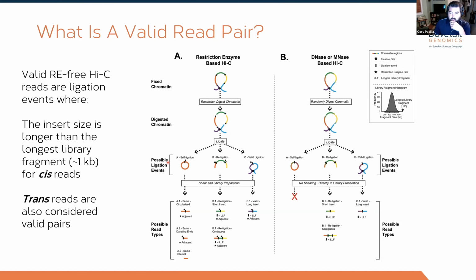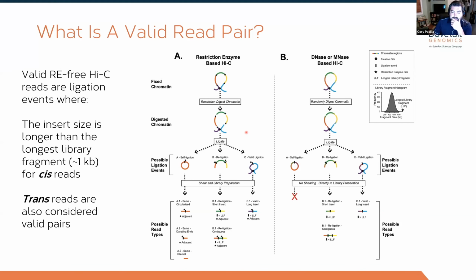Then you ligate. And based on proximity ligation, there are three possible ligation events that could occur. You could generate a self-ligation event where this molecule comes in and makes a circle, right? The next is a religation event where you cut and then immediately ligate back to the original cut site. And then you have what's considered a valid ligation, where these two ends that are really far apart in linear space but really close in three-dimensional space ligate back.